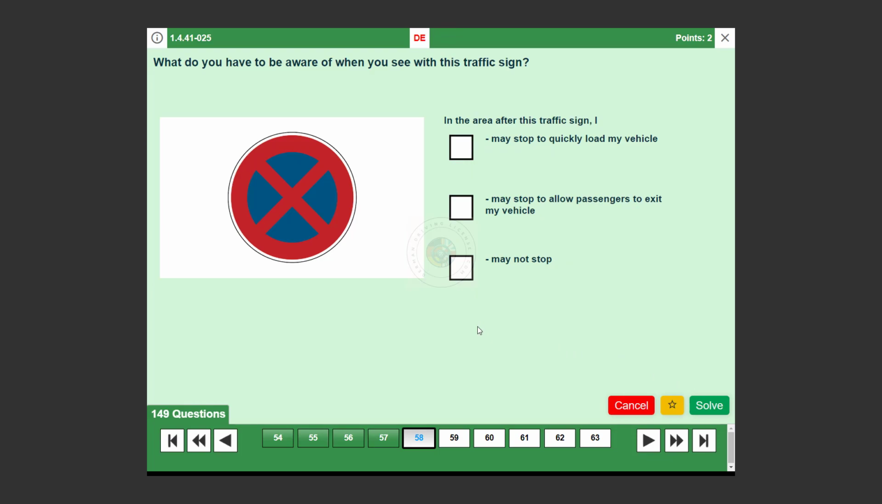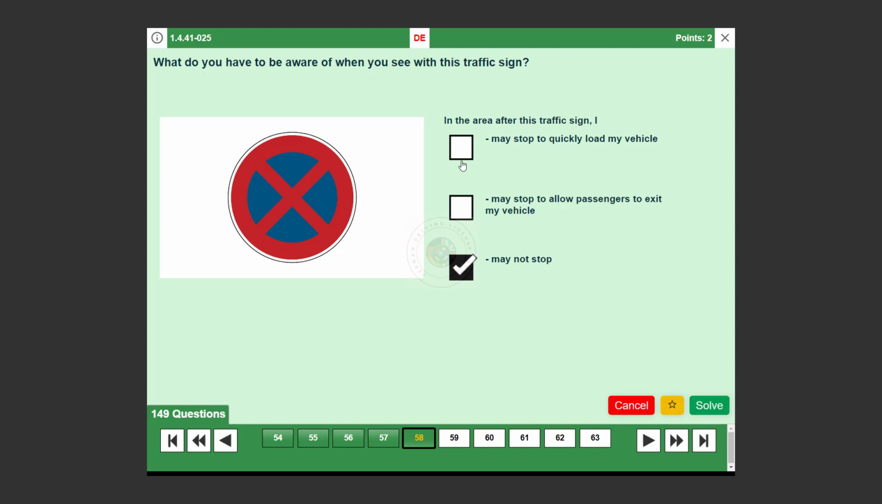Question number 58. What do you have to be aware of when you see this traffic sign? May stop to allow passengers to exit my vehicle. False. Stopping for any reason, including letting passengers exit, is prohibited under this sign. May not stop. True. The sign enforces a strict rule against stopping on the road to maintain traffic flow and safety.